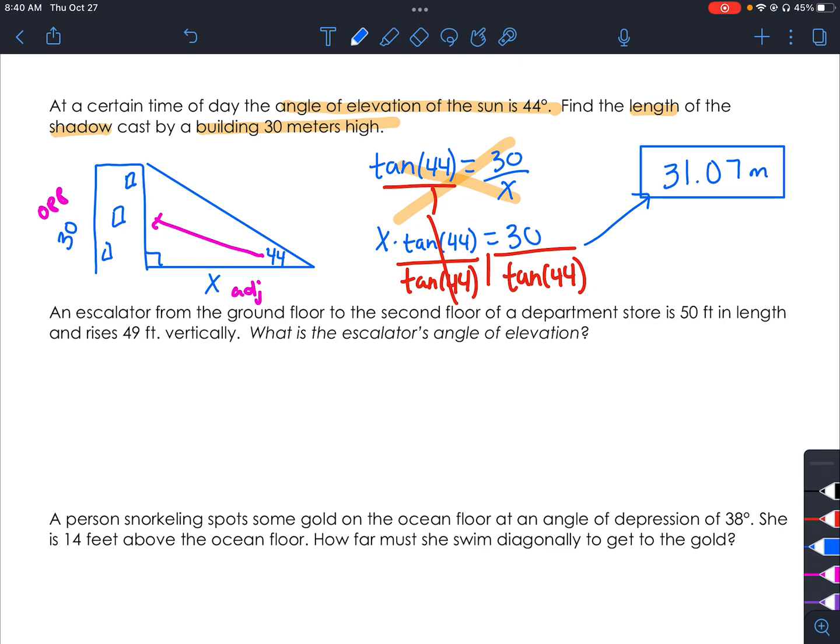An escalator from the ground floor to the second floor of a department store is 50 feet in length and rises 49 feet vertically. What is the escalator's angle of elevation? If you don't know what an escalator is, it's kind of like an elevator, but there are steps. And these steps move on their own.